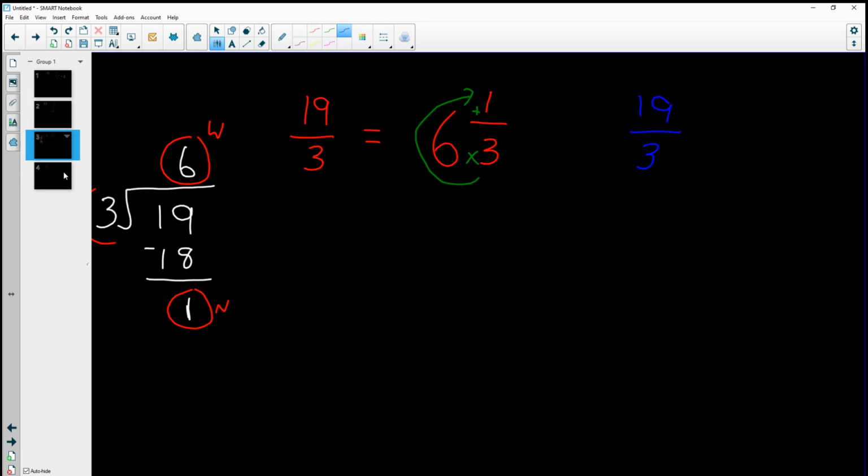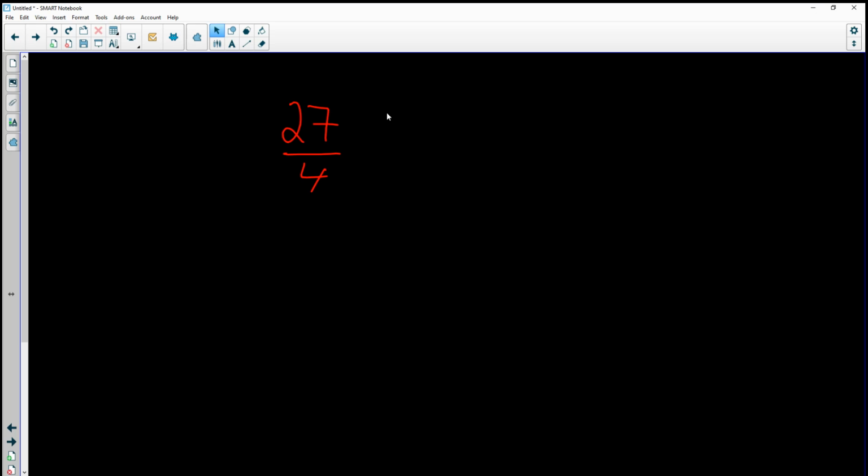Okay, let's do one more. 27 over 4, so 27 fourths. Again, what we're going to do is do our long division skills, and ask ourselves, well, how many times does 4 go into 27? We can count up, right? And again, use your mental math, but try to count up by 4s and get as close as you can to 27 without going over.